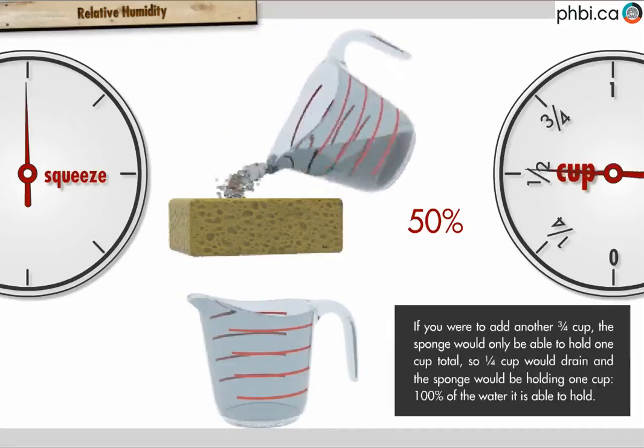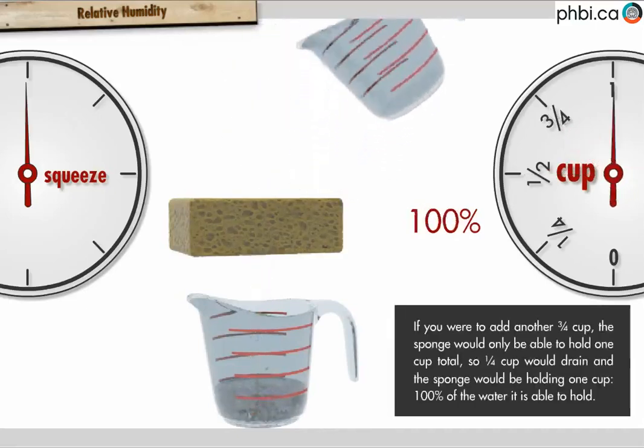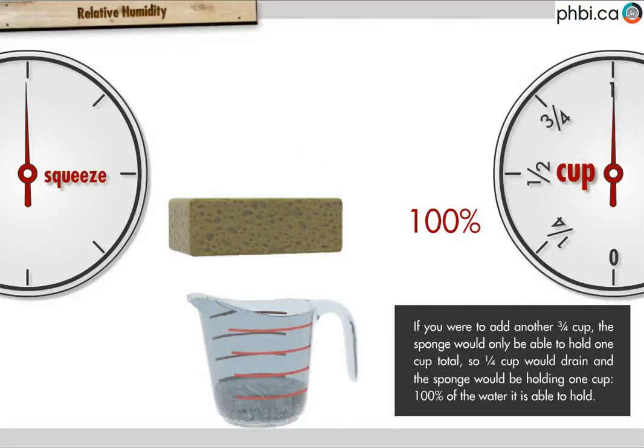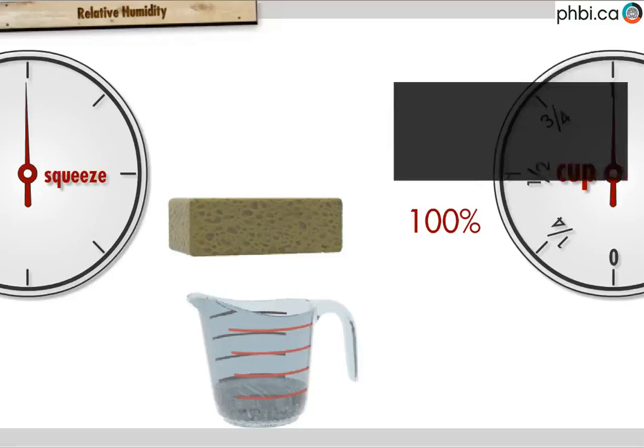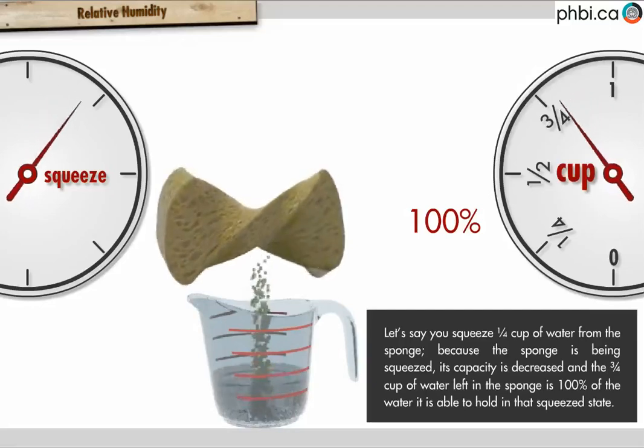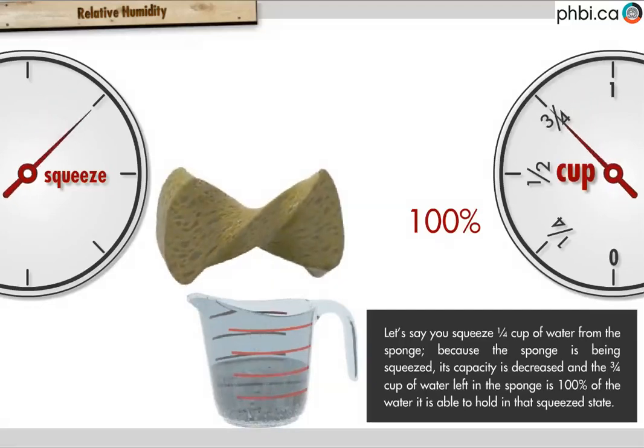If you were to add another 3/4 of a cup, the sponge would only be able to hold 1 cup total, so 1/4 of a cup would drain and the sponge would be holding 1 cup, 100% of the water it is able to hold. Now, when you squeeze the sponge, water will drain because you are reducing the size of the sponge and its ability to hold water. Let's say you squeeze 1/4 cup of water from the sponge. Because the sponge is being squeezed, its capacity is decreased, and the 3/4 of a cup of water left in the sponge is 100% of the water it is able to hold in that squeezed state.